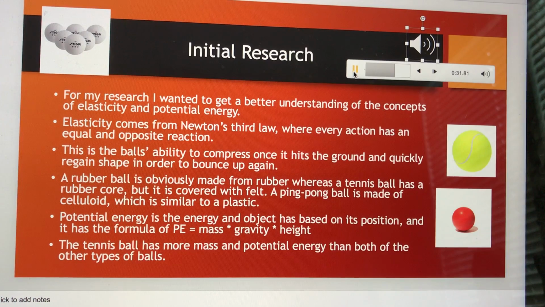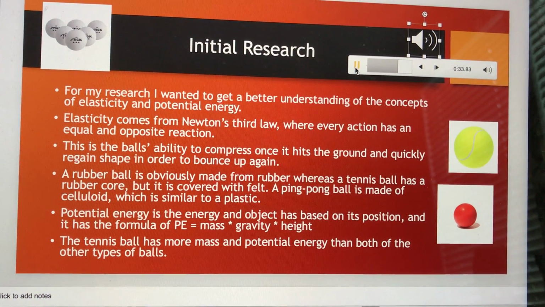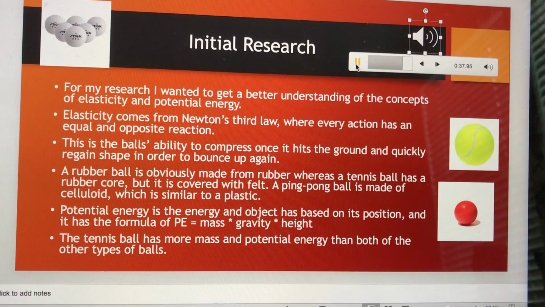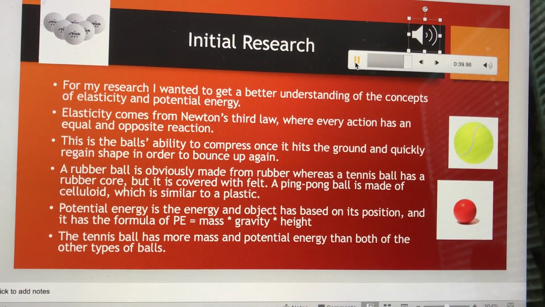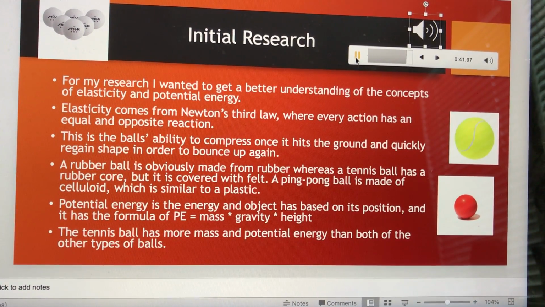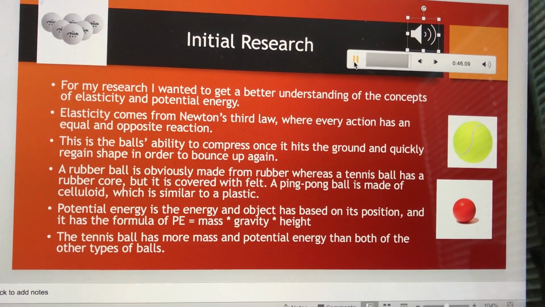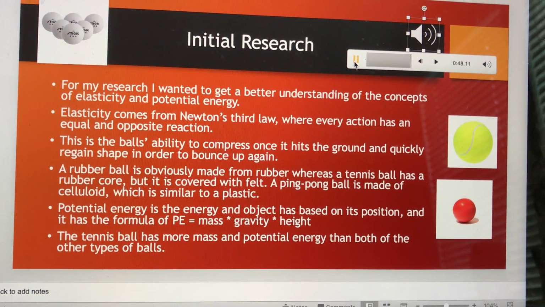Potential energy is the energy of an object based on its position, and it has the formula of potential energy equals mass times gravity times height. The tennis ball has more mass than the other balls, and also more potential energy as well.